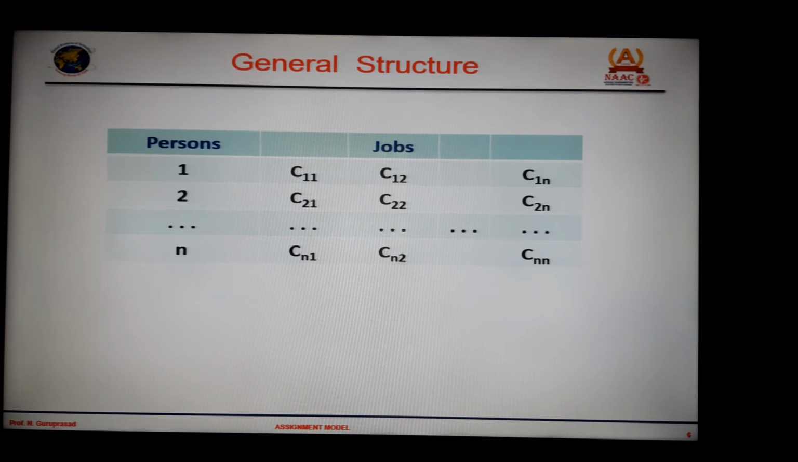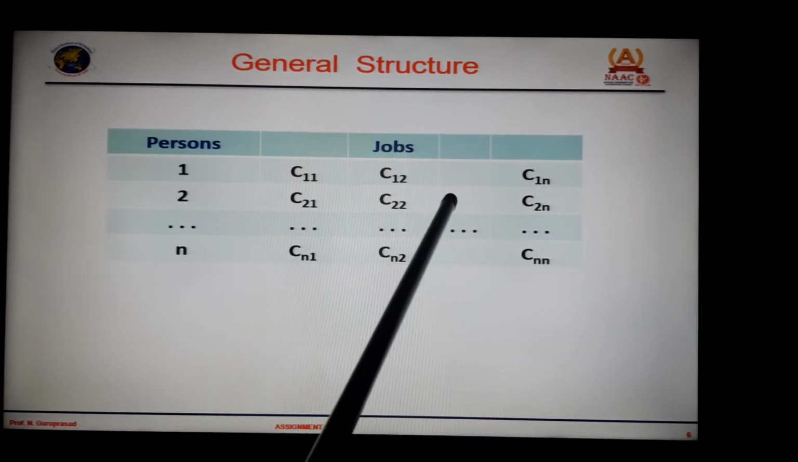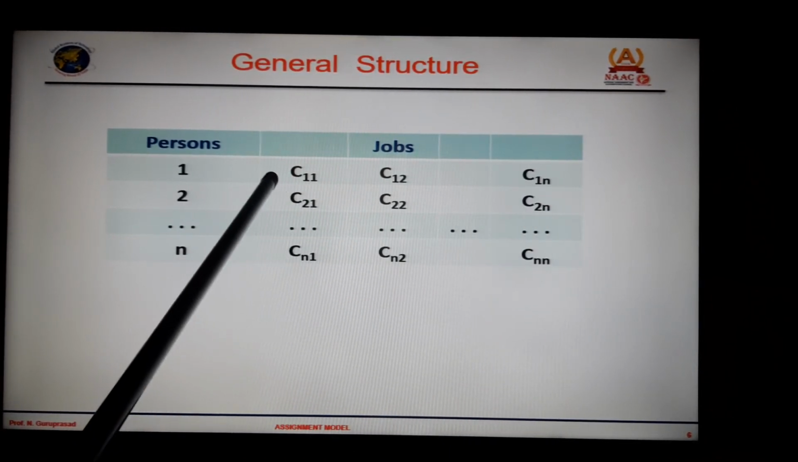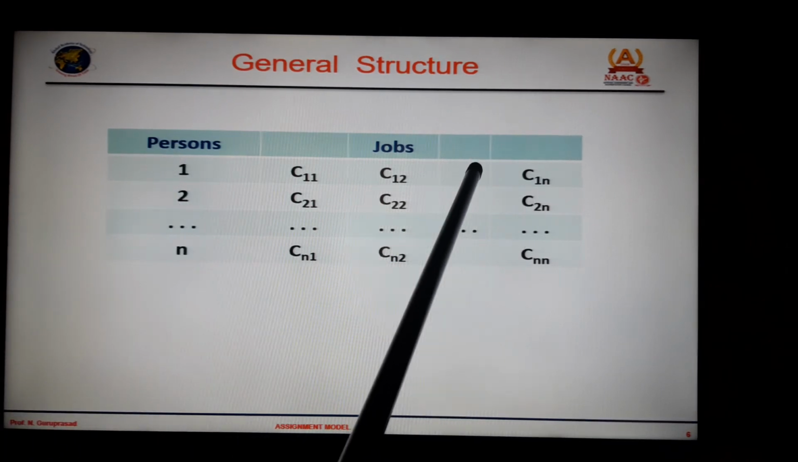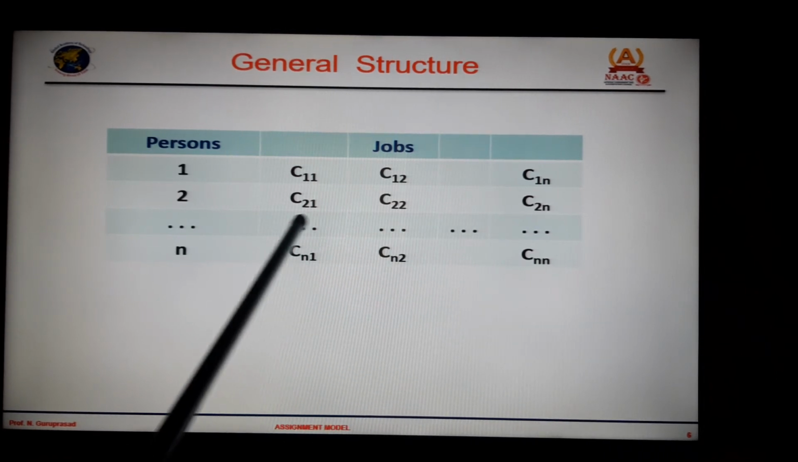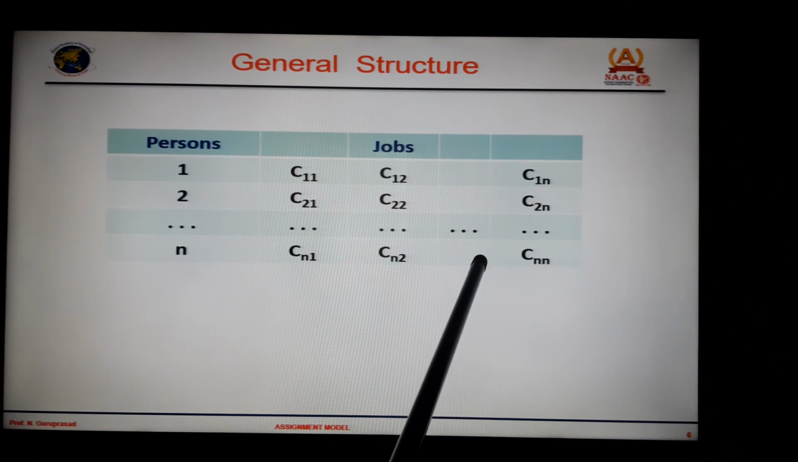Now let us understand what this cost effectiveness matrix is all about. On one hand I have the number of persons, and on the other hand I have the jobs. We have person number 1, and then a couple of jobs here, let us say job 1, job 2, job 3 up to job n. At the end of the day, person number 1 will do only one job, but which job he is going to do we are not aware at the beginning. So we represent everything in the form of a cost effectiveness matrix.